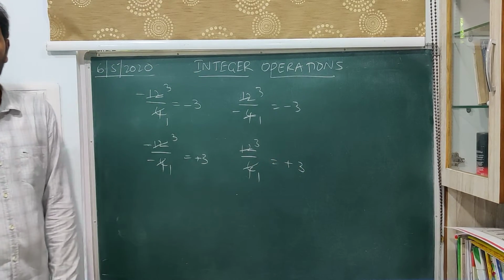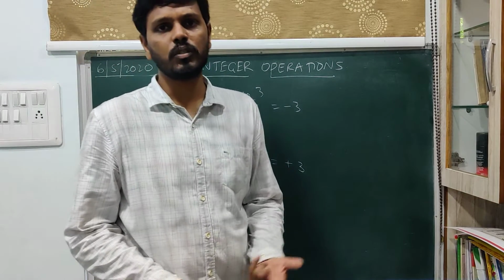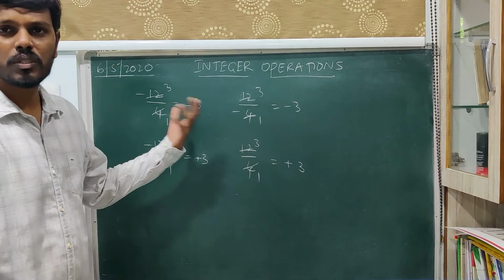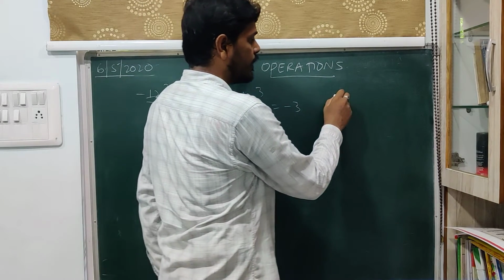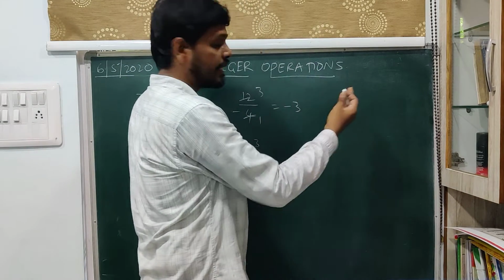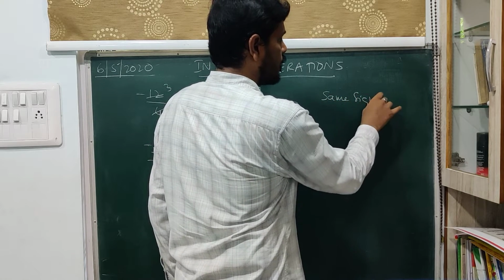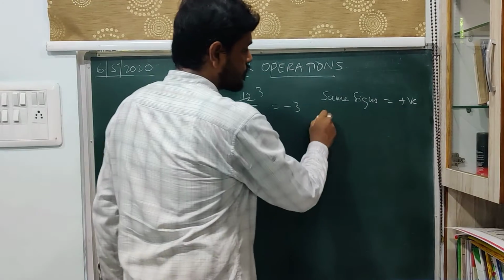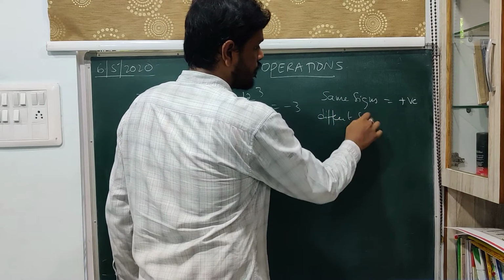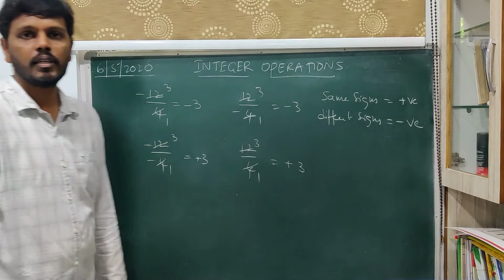So this is the way we go about it, and whenever you are doing divisions, we always go with only two numbers, so there is nothing much to discuss about this. The basic rule is this: whenever you divide numbers of the same signs, you will always arrive at a positive sign, and for numbers of different signs, you will arrive at a negative sign.